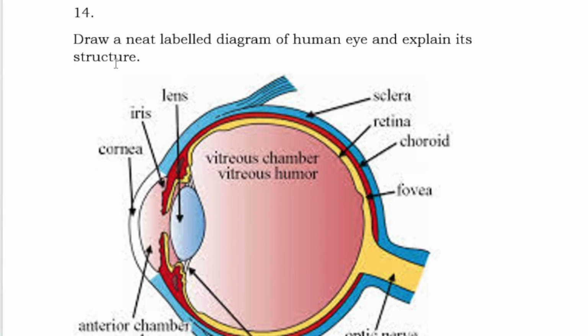14th question. Draw a neat label diagram of human eye and explain its structure. So here is the diagram of structure of eye.